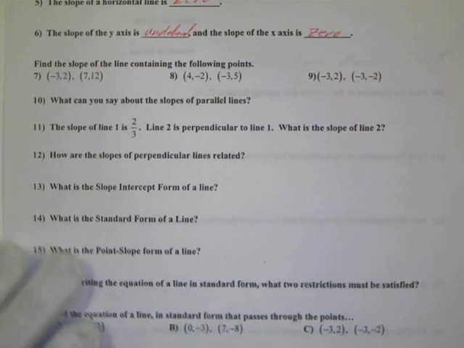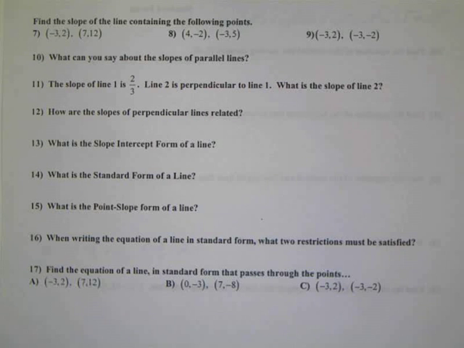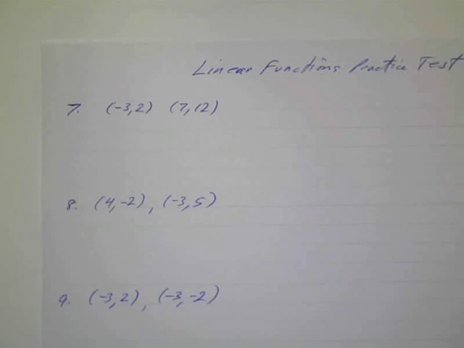Here's some more problems from the linear function practice test, and this is number 7. We want to find the slope of the line containing the following points. So we're going to have to use our slope formula. I wrote this off on a different sheet of paper because we're going to need a little more room. So there's my points on number 7.